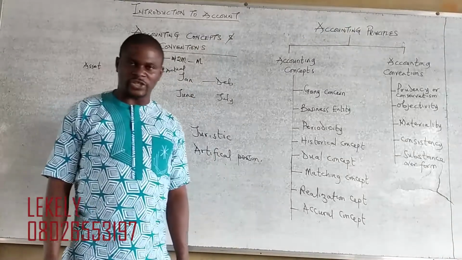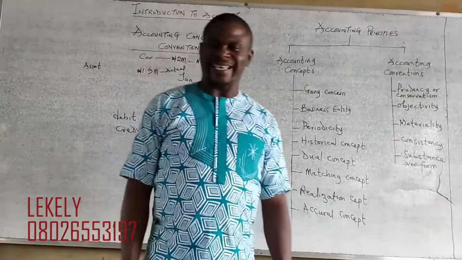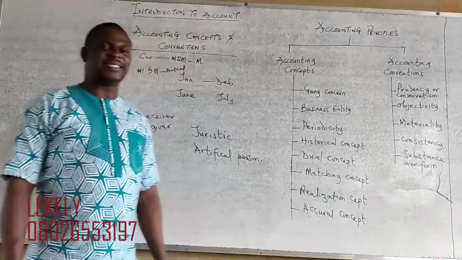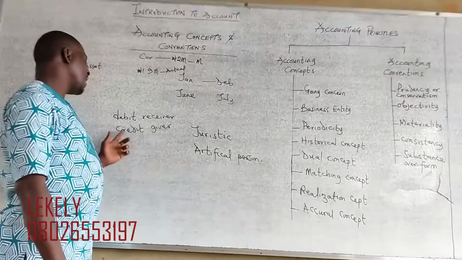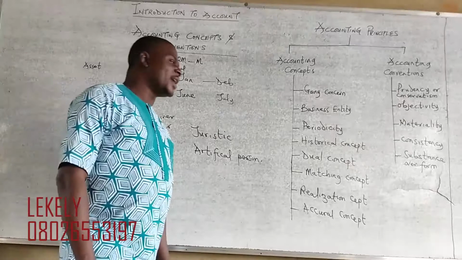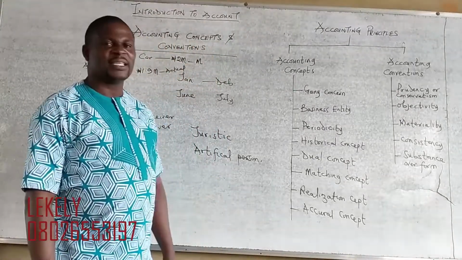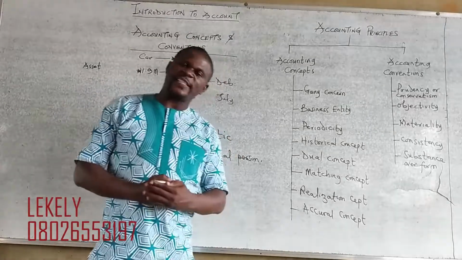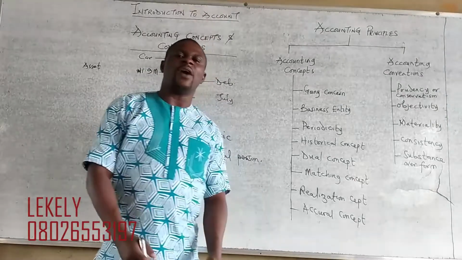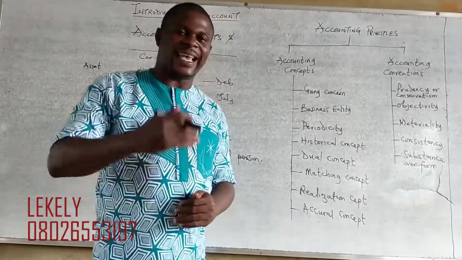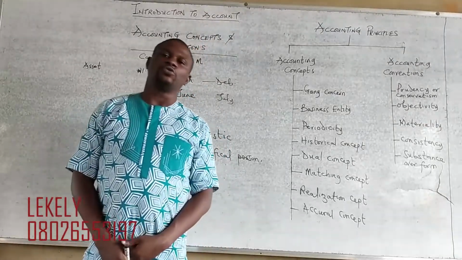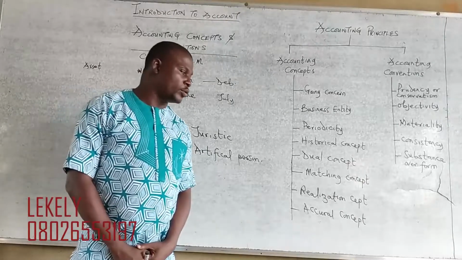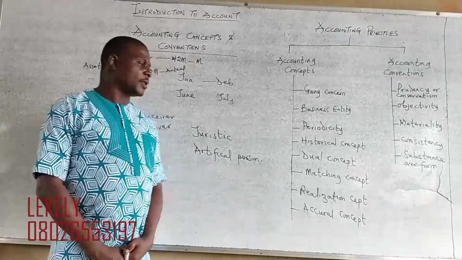So for every debit entry, there must be a corresponding credit entry. That's what that concept is saying. That is, debit the receiver and credit the giver. So that's what dual aspect is saying: that every accounting transaction has two aspects, the receiving aspect and the giving aspect, and for every debit entry there must be a corresponding credit entry. So you debit the receiver and you credit the giver. Okay, so the next thing we want to look at is the matching concept.